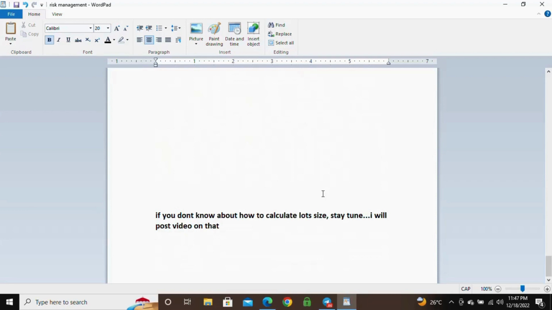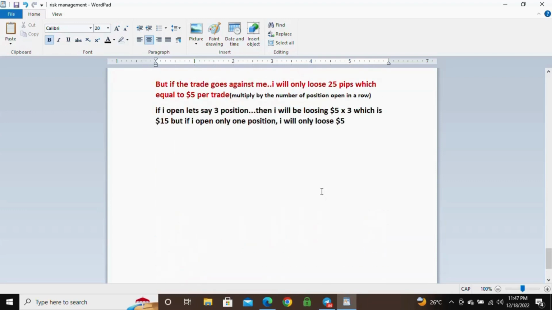Now, if you don't know how to calculate lot size, just stay tuned. I will upload how you can calculate lot size very well.